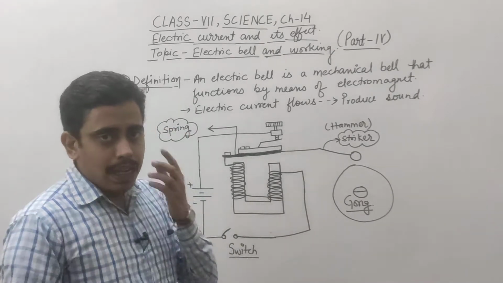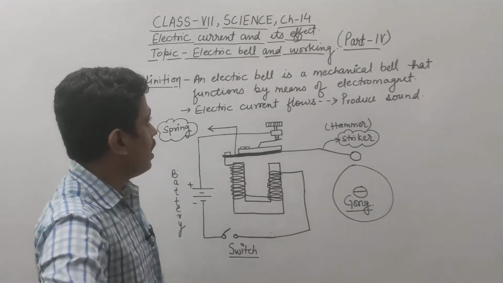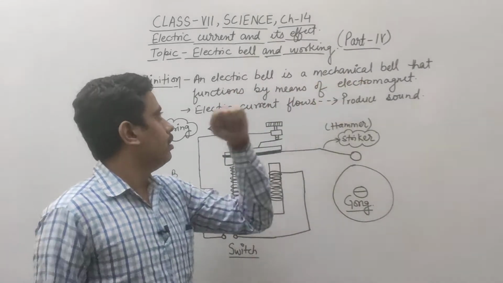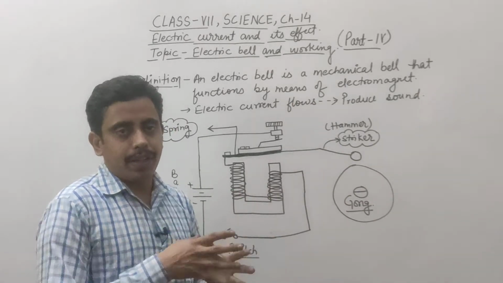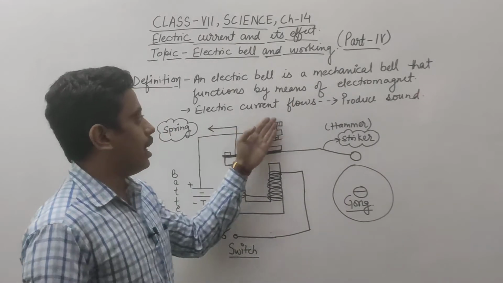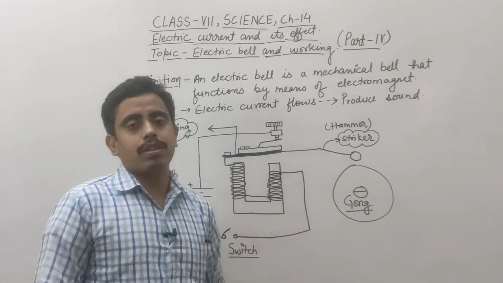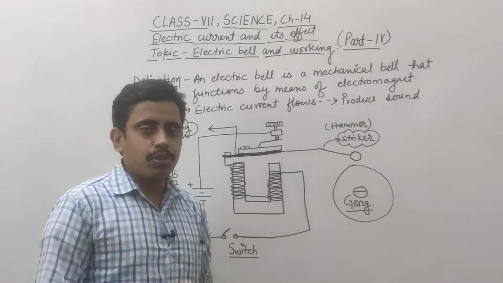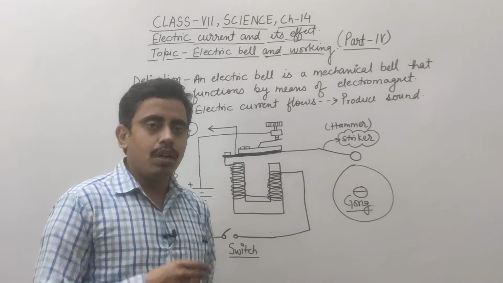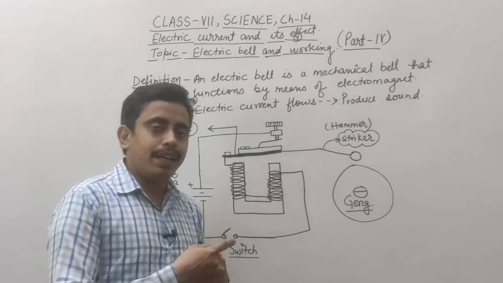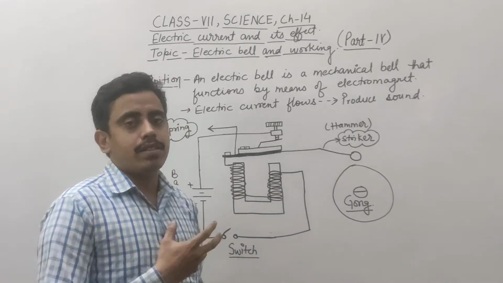Let's see basically a definition of electric bell. What is the electric bell? An electric bell is a mechanical bell that functions by means of electromagnet. In this, an electromagnet is fitted inside, and when electric current flows, it produces a sound, and when electric current stops, it stops producing the sound. It produces a buzz sound, or a ringing sound, when we supply the electric current through the electric bell. So let's see the working of the electric bell, how it works.